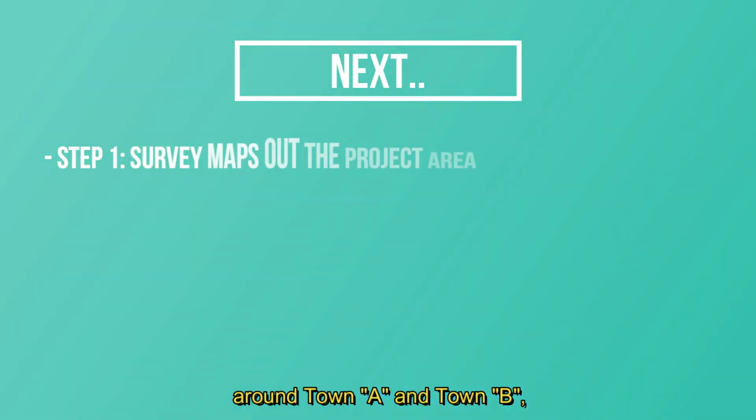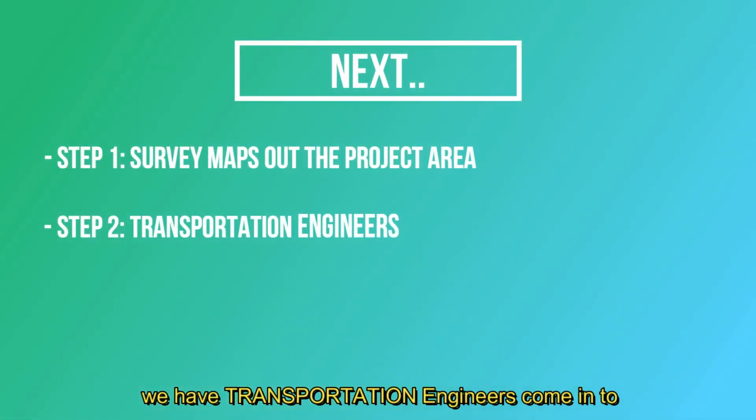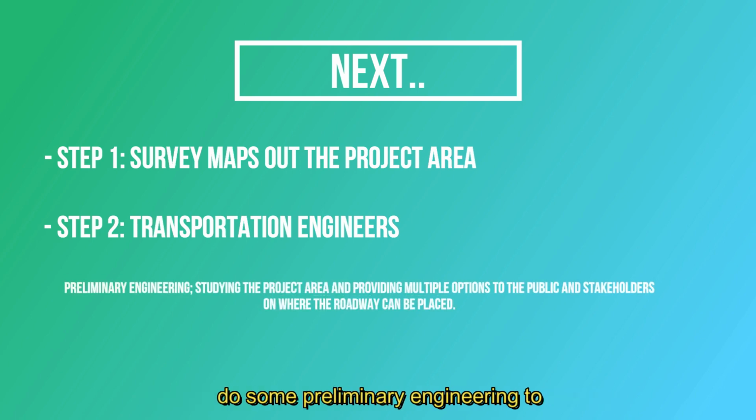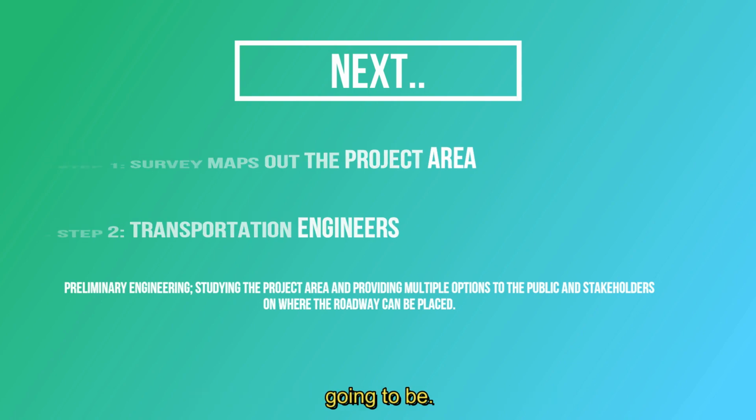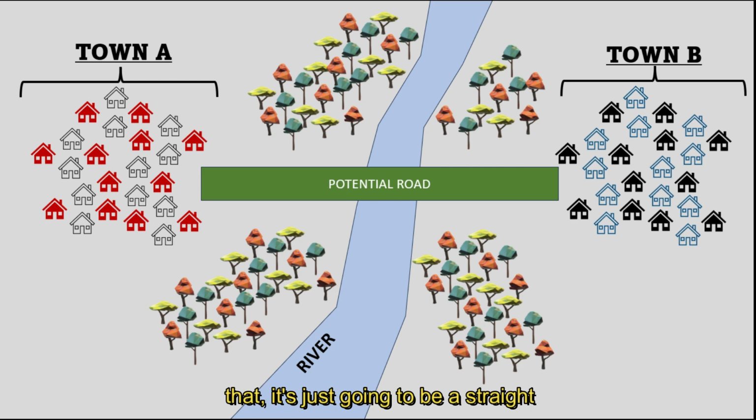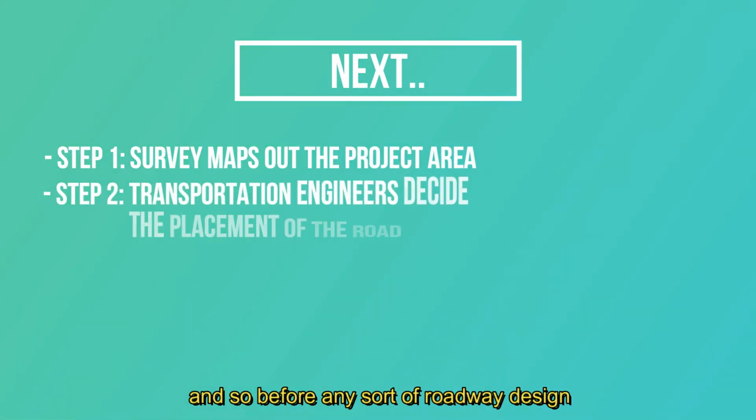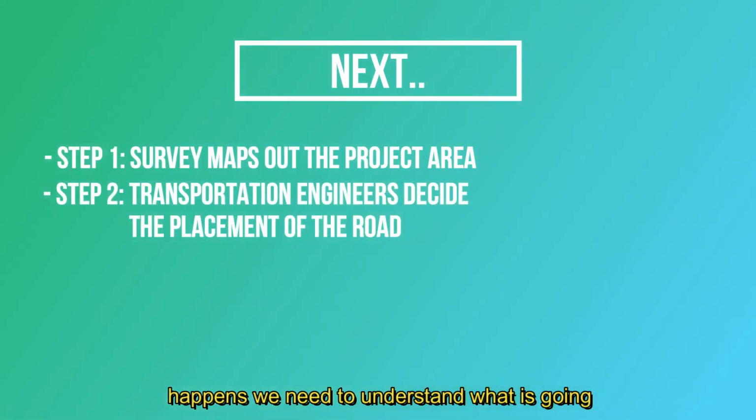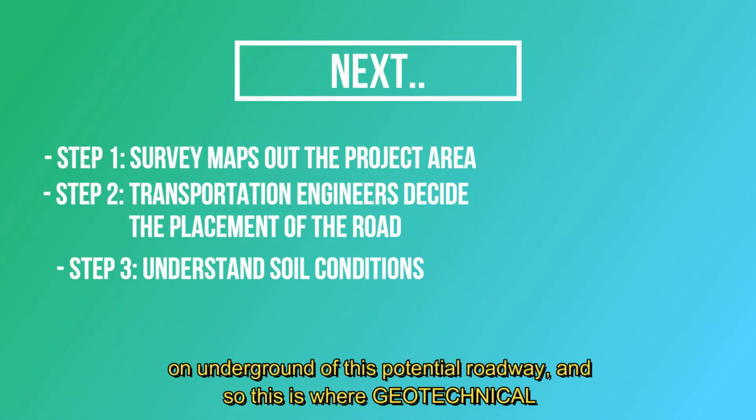Once we understand the existing conditions around town A and town B, we have our transportation engineers come in to do some preliminary engineering to determine where our potential roadway is going to be. For this example, the engineer determined that it's just going to be a straight roadway linking town A and town B. And before any sort of roadway design happens, we need to understand what is going on the ground of this potential roadway.